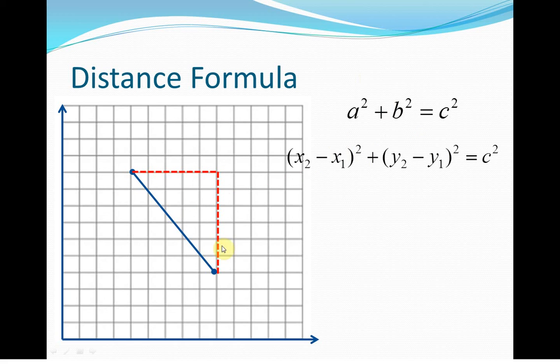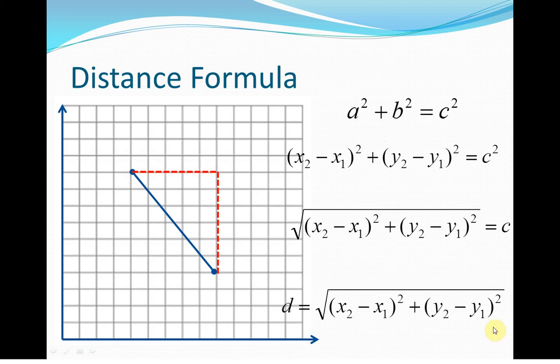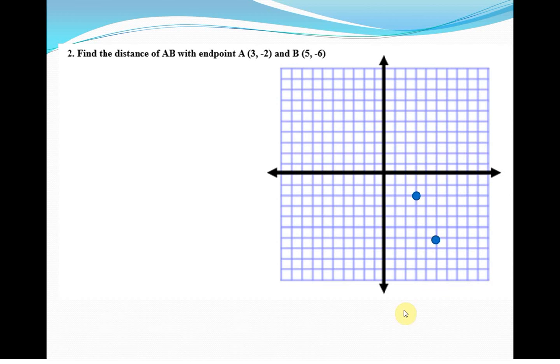If you notice, it kind of looks like slope. So it's the change in x and it's the change in y. So that's where your a squared and b squared are coming from, the change in your x and the change in your y. And then to solve for c, you would take the square root of both sides. So you would have the square root of this whole thing. That's your distance formula. So under distance formula, you're going to put this. That is your distance formula.